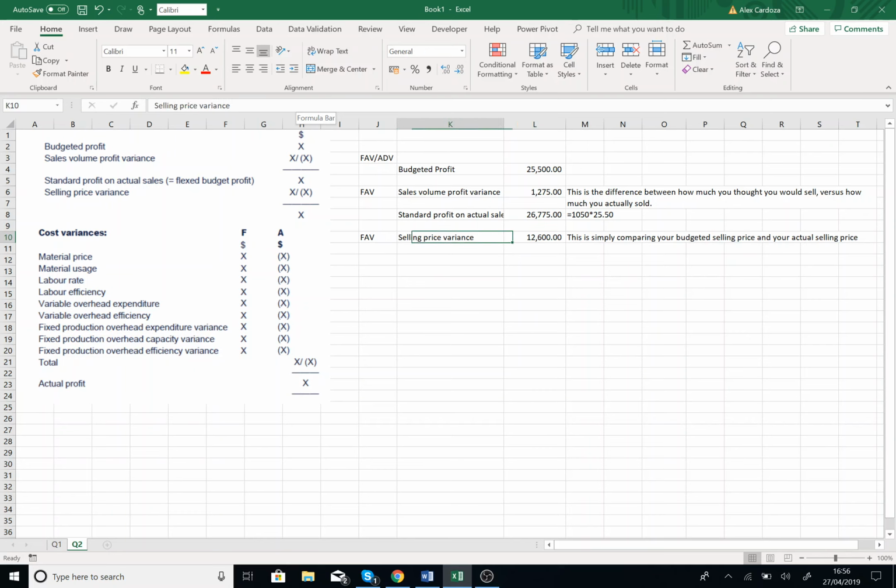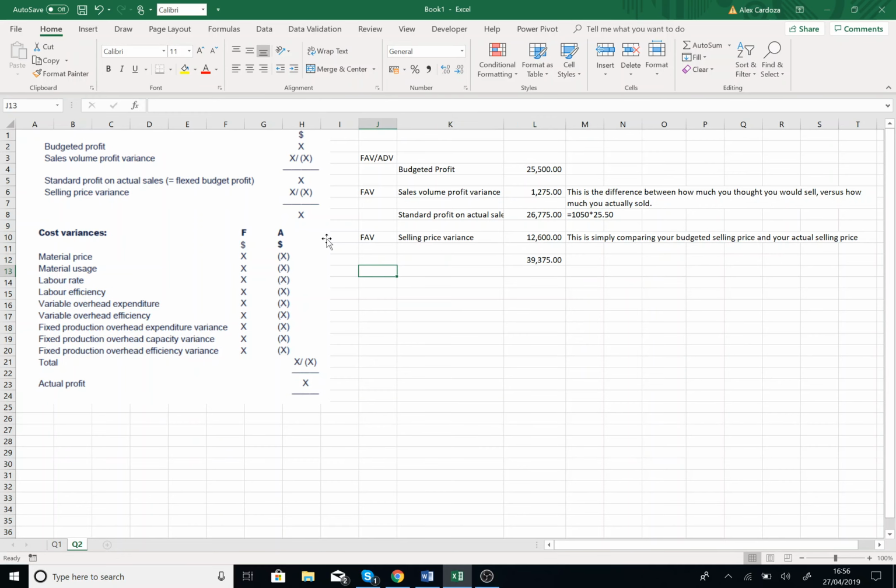Okay, and then that will give us, because you add that because it's favorable, okay? And then we've got up to this X here now, okay?